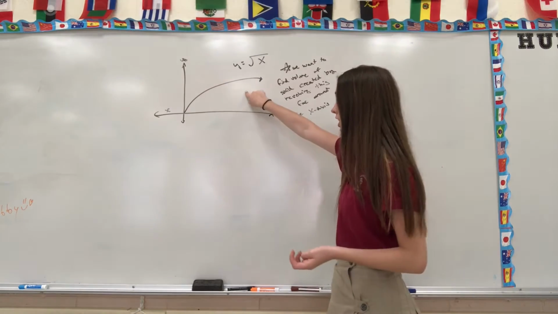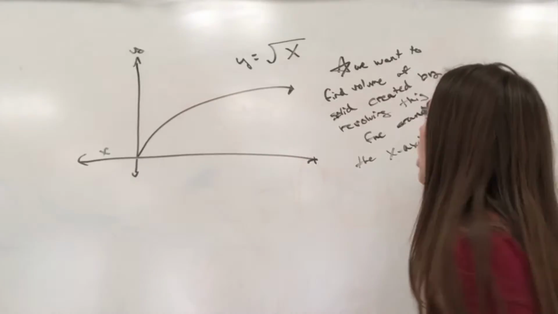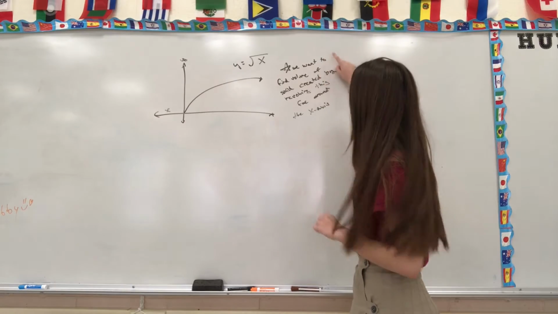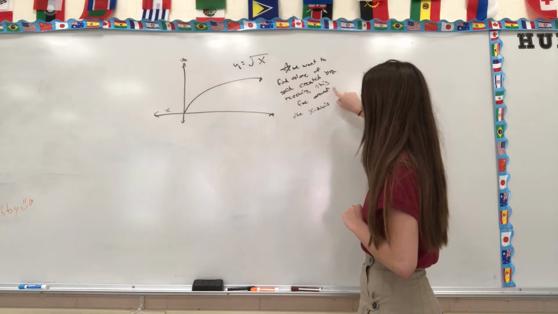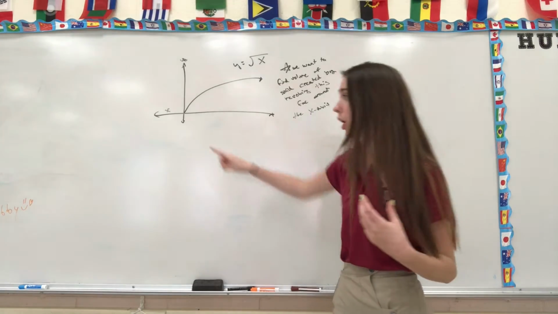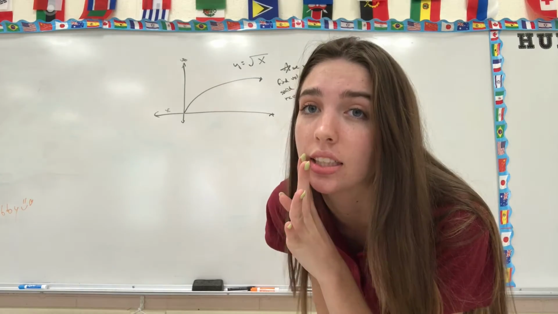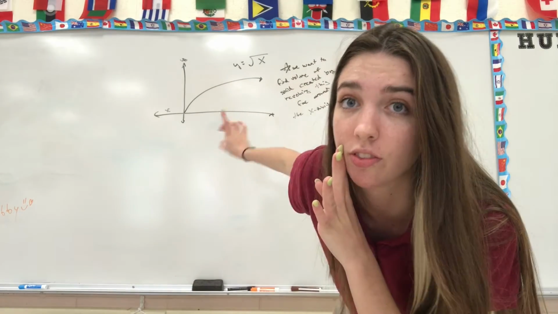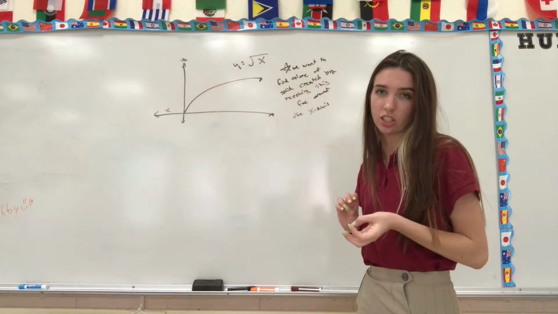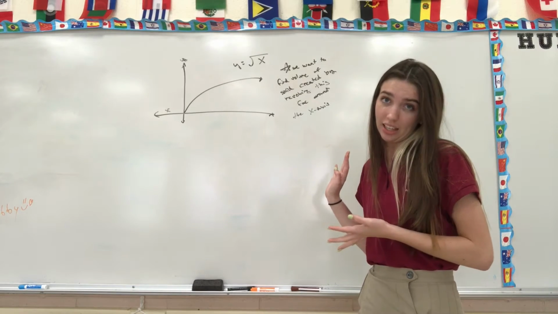If you're given a function like this one, y equals square root of x, it looks like this. This is what we're going to want to find in this unit: the volume of the solid created by revolving this function around the x-axis. We all remember this is the x-axis. Later on, we're going to be revolving around the y-axis, but for right now, for this particular problem, we just want to go around the x-axis. It's going to give you a shape that looks something like this.